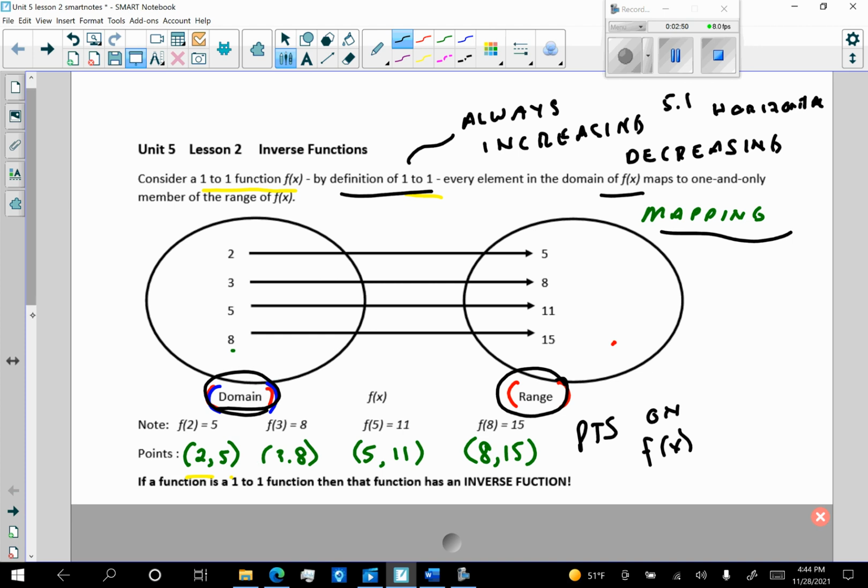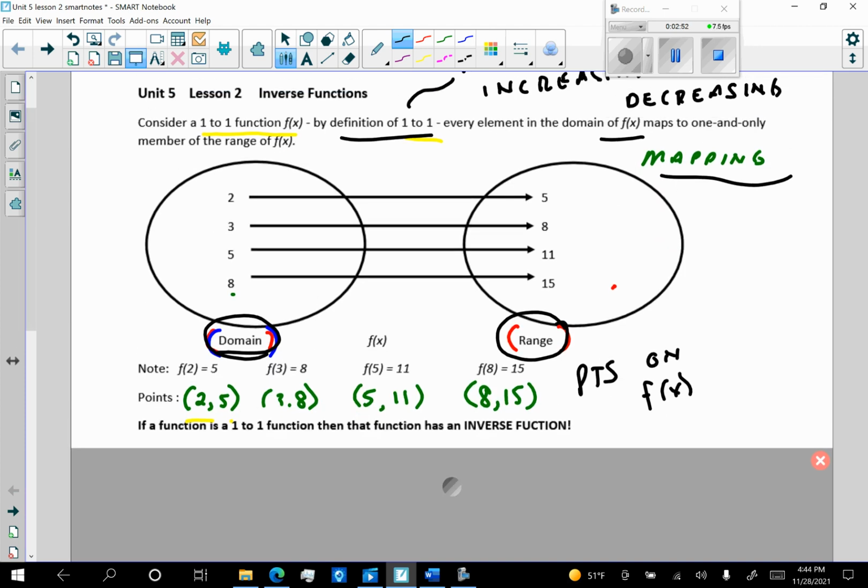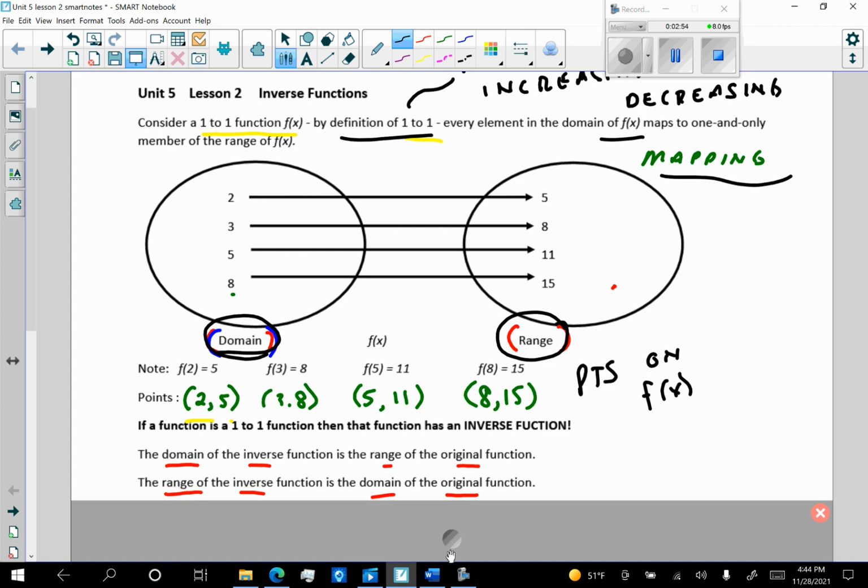So in this case, if a function is one-to-one, then that function has an inverse. And this is the key thing right here. If a function is one-to-one, then that function has an inverse function. And that's what we're talking about in this unit, inverse functions. So all one-to-one functions have inverses.